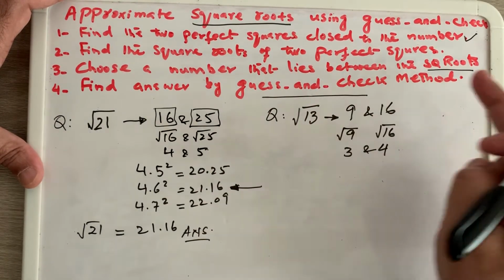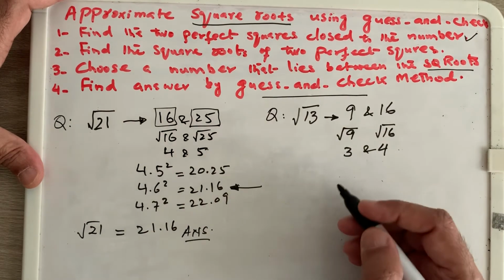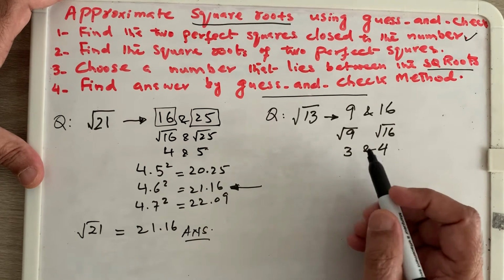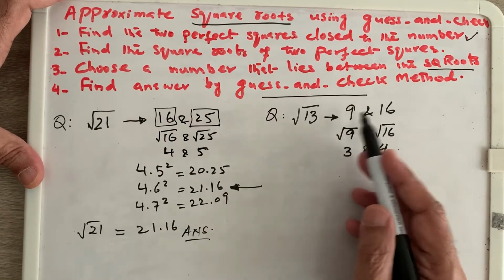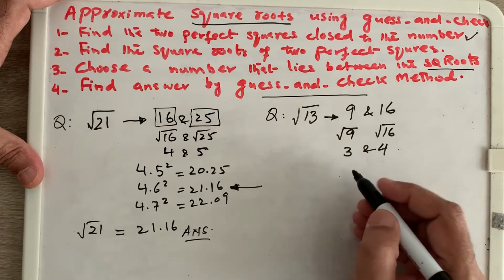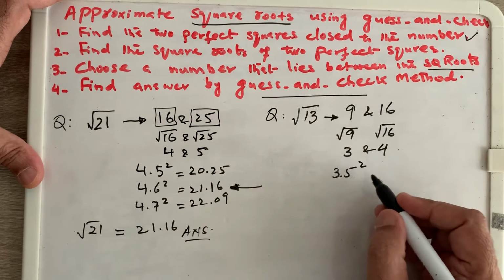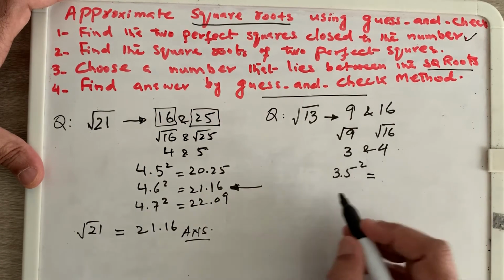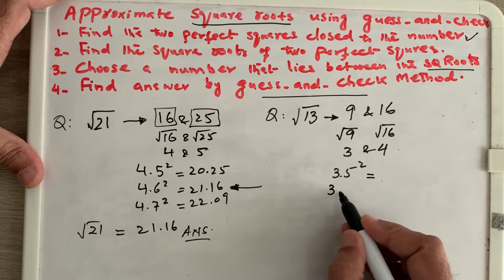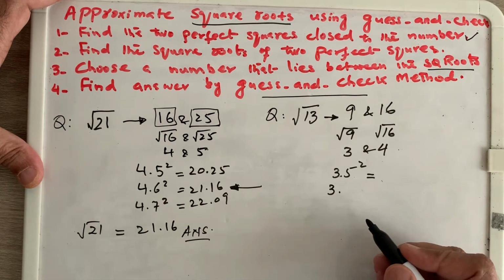Choose a number that lies between the square roots. So now I have to choose the first number, and then I will start my guess and check. So what will be my first assumption? It is in between 9 and 13, right? So I can start with maybe 3.5. This is my guess that 3.5 will be the right answer, but I now have to guess and check my assumption, or my approximation, or my guess, right?